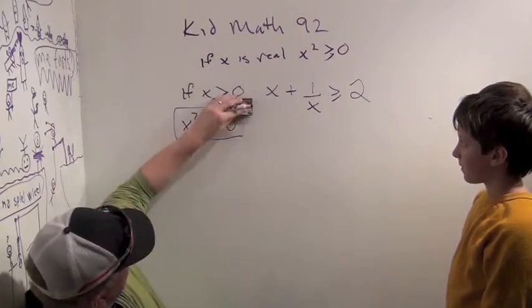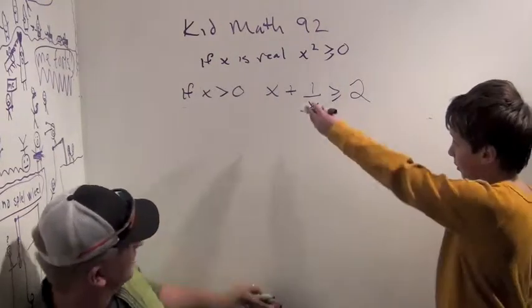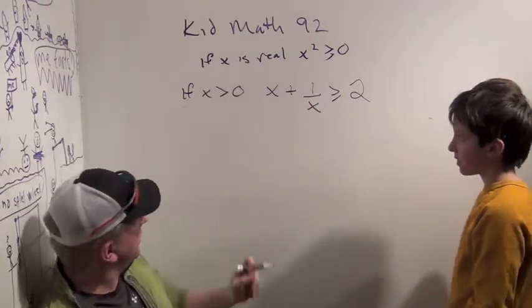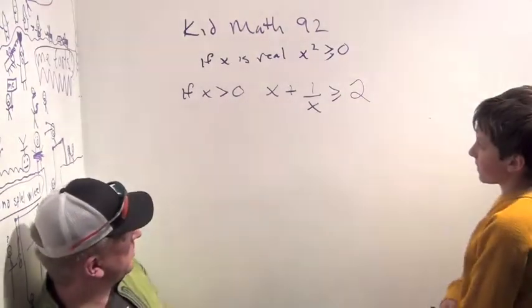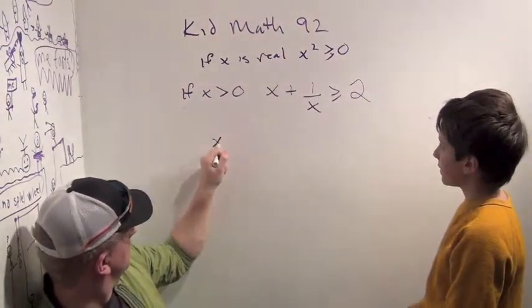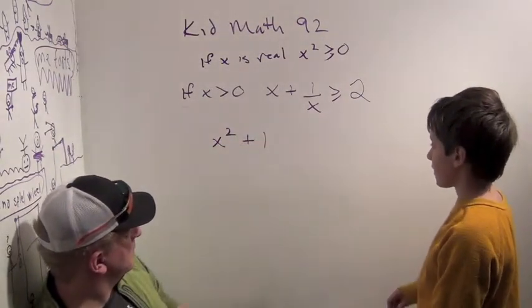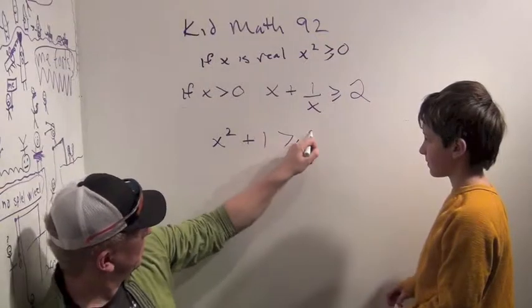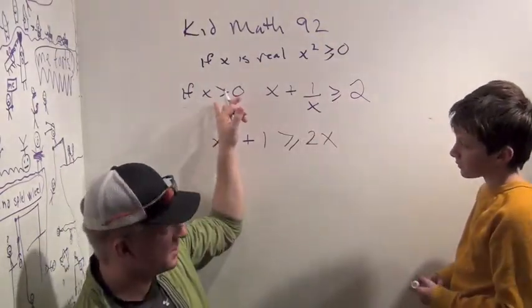Maybe we could multiply by x. Okay, multiply everything by x. Let me write over here. What do I get when we multiply by x? x squared plus 1 is greater than or equal to 2x. And the inequality doesn't change because we're multiplying by a positive number.